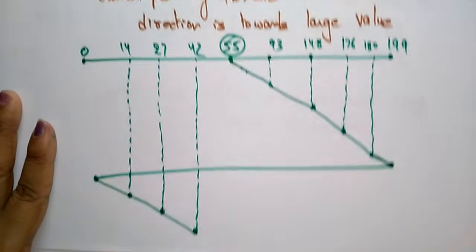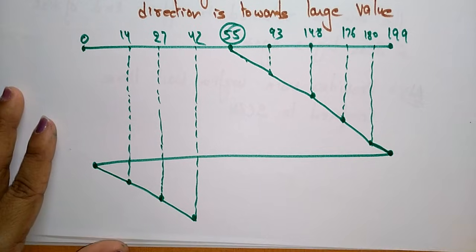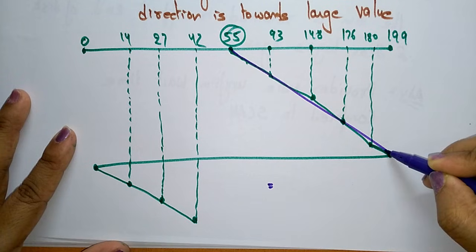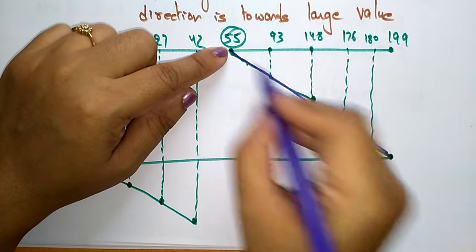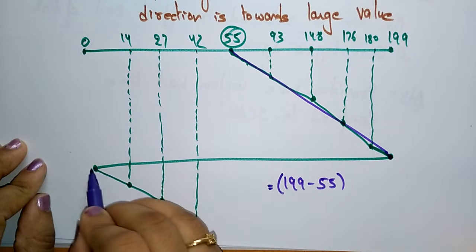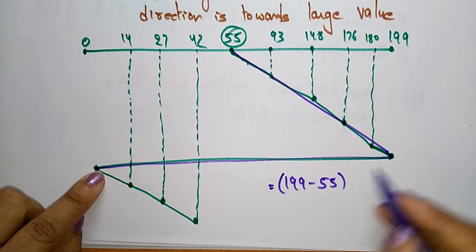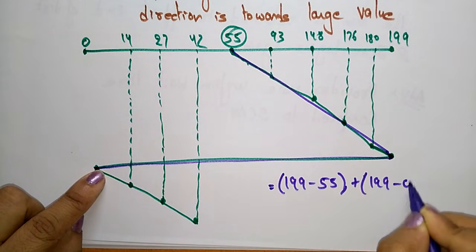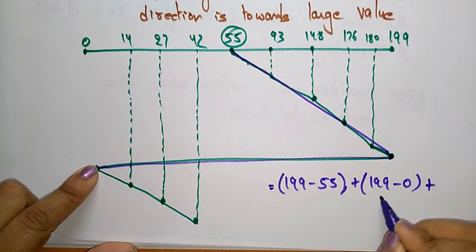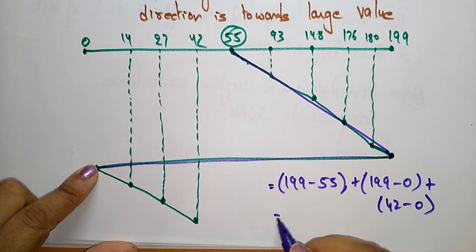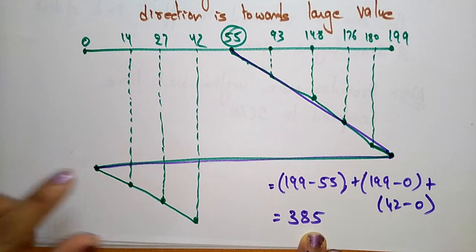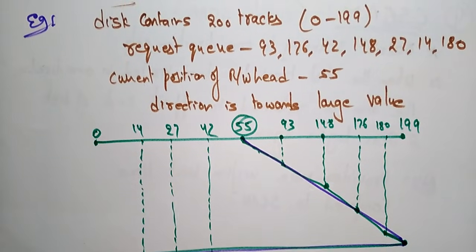Now calculate the total number of track movements of the read-write head using circular scan. This is one direction: the arm moves from 55 to 199, so 199 minus 55. Next is the second direction, from 199 to 0, that is 199 minus 0. Then from 0 to 42, that is 42 minus 0. That is a total of 385. So 385 is the total number of track movements by the read-write head using circular scan. Thank you.